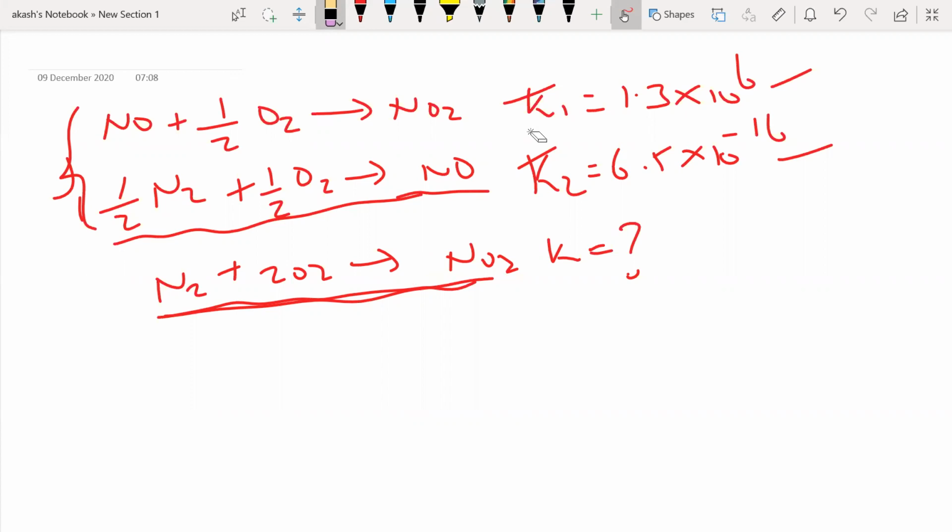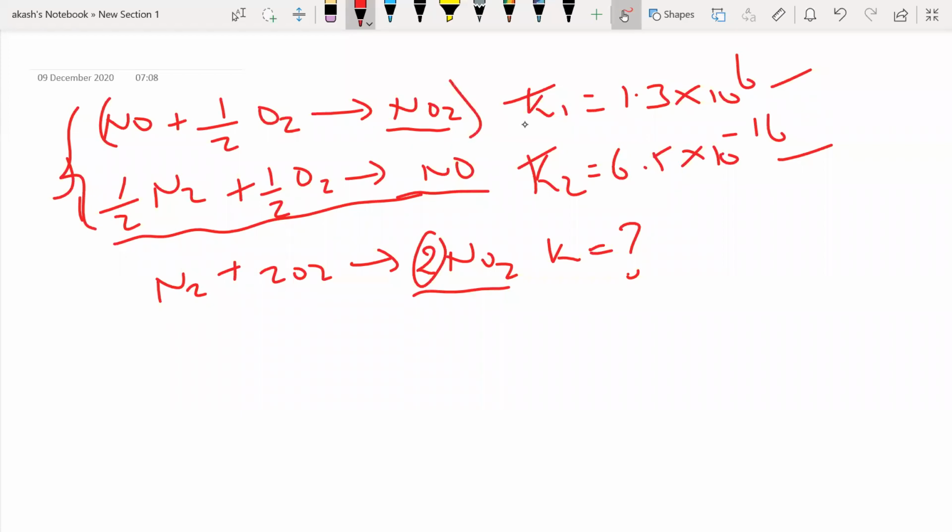Okay, so I require two NO2, isn't it? Yeah. So I require two NO2 in the product side, right? So see, where is NO2 first? NO2 is here in the product side. No issues, right? But what I require is two NO2, right? So obviously I have to multiply the first reaction by 2. Done. Okay.